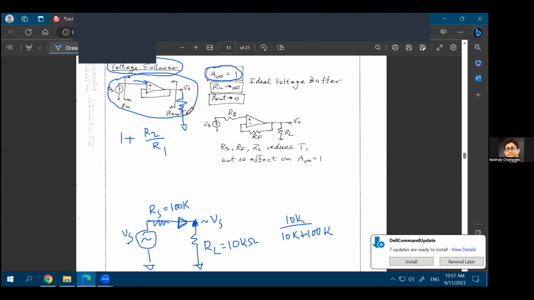And assuming that the op-amp, even if it's not ideal, let's say it's close to ideal, it will be able to drive this 10 kilo ohm load, right? That's the practical use of these voltage follower circuits. Questions?